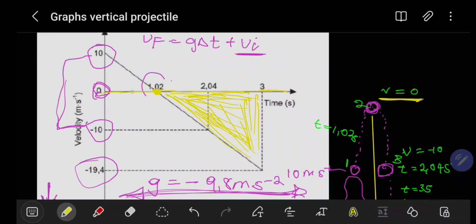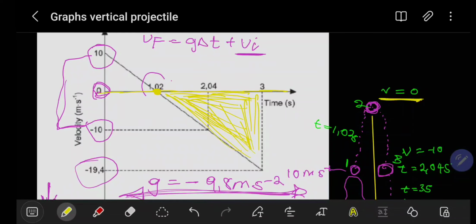Because if we include this one from the initial point, then we're going to have a problem. Why? Because we will be calculating the displacement minus something. When the ball is here, it's not at its maximum, but when the ball is at point 2, which is this point here at time 1.02, that is where the ball is at maximum. So we have to calculate the area of this shape.